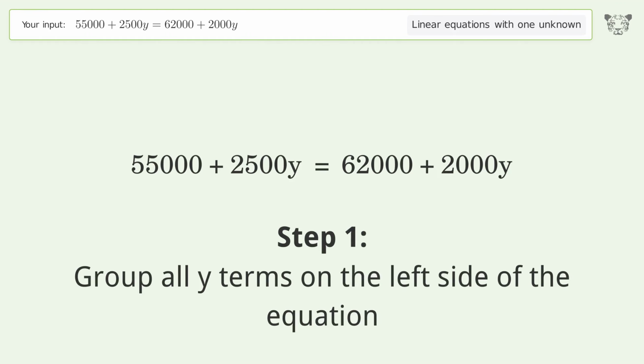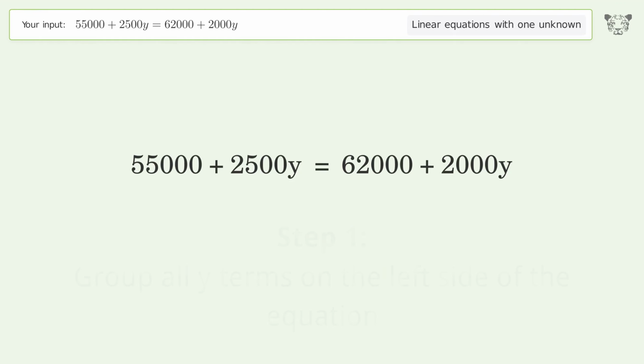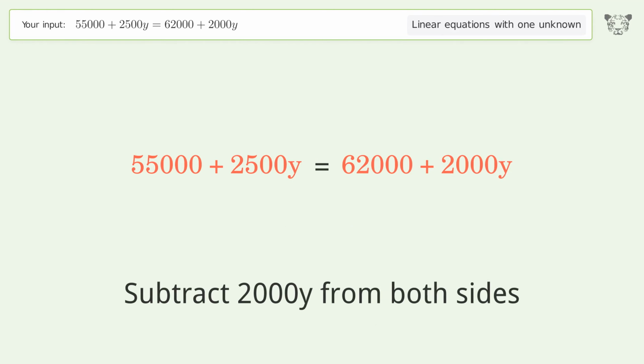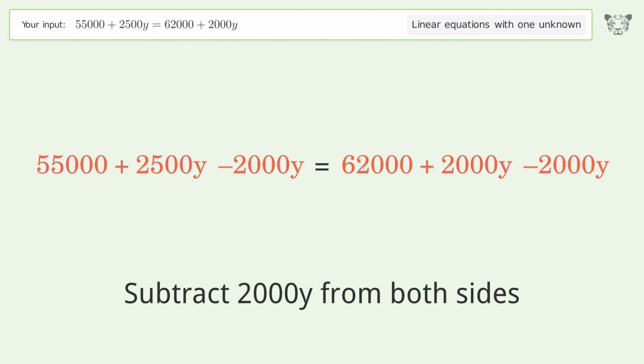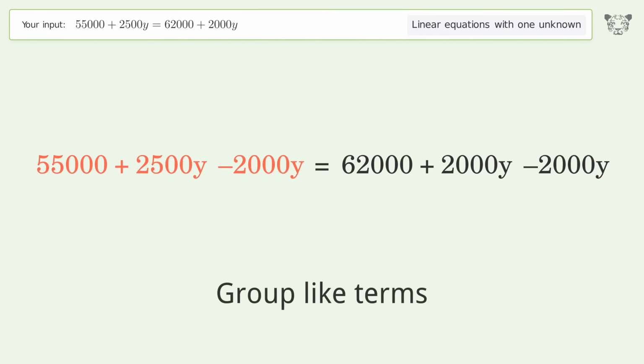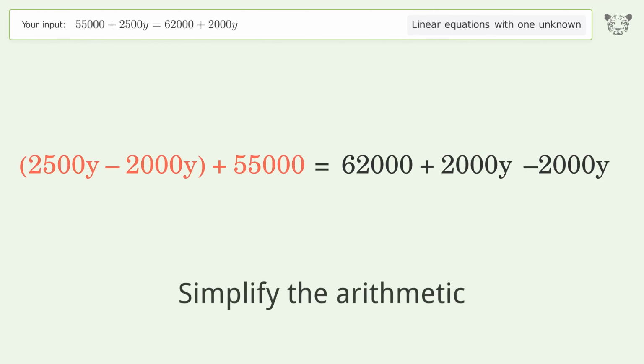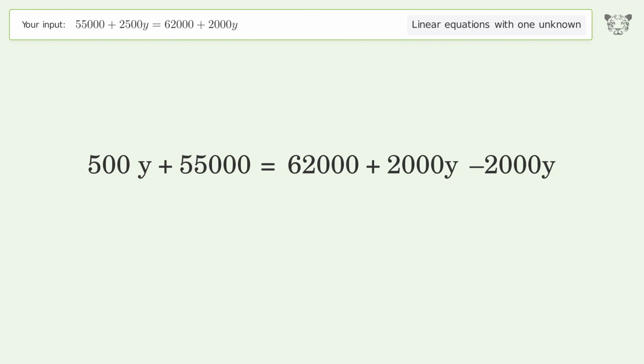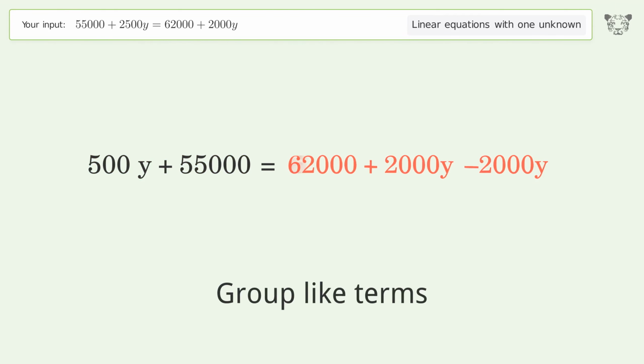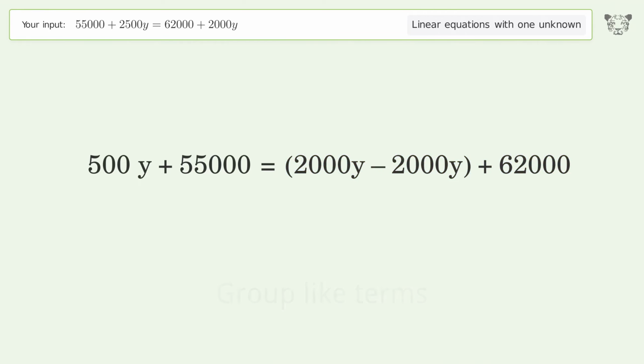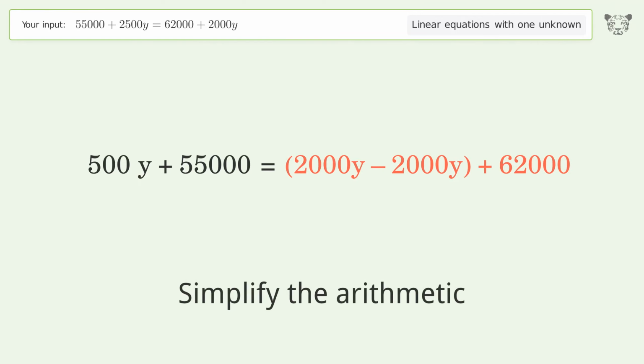Group all y terms on the left side of the equation. Subtract 2000y from both sides. Group like terms. Simplify the arithmetic. Group like terms. Simplify the arithmetic.